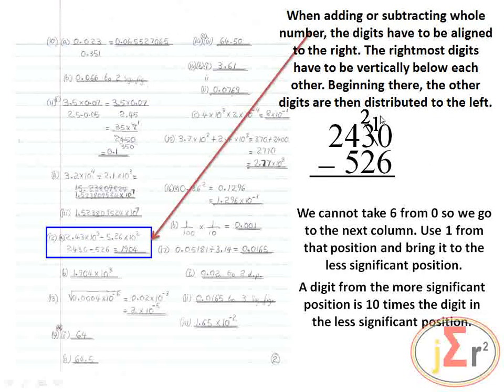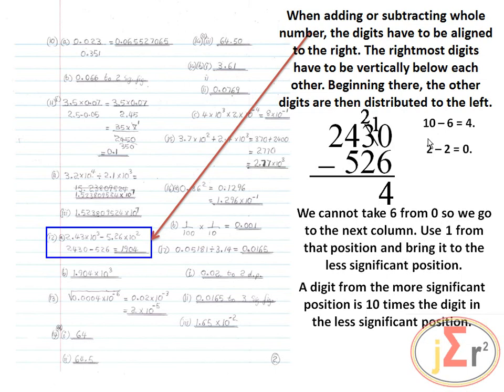What do we do with that 10? We add it to the digit that we have right here. So 10 plus 0 is 10. So having 10 here, or considering that this is 10, is in no way harmful. So 10 minus 6 is equal to 4. And then 2 minus 2 is equal to 0.